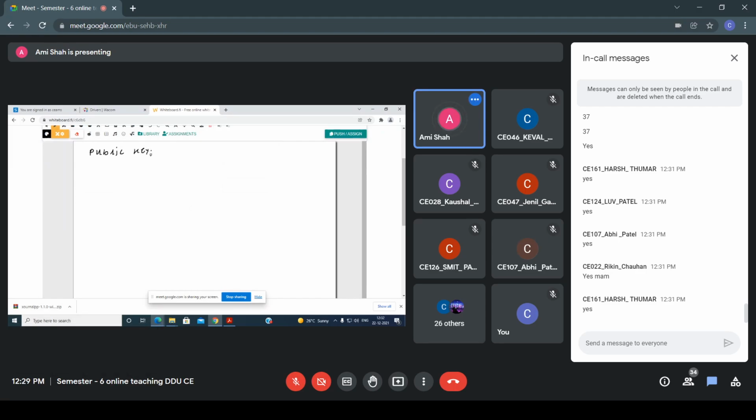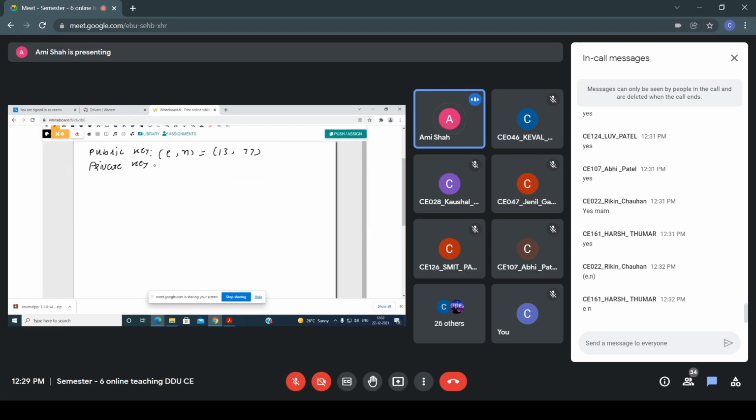What is my public key? The public key, that is (e, n), right? What is e? We have taken e as 13, and n is 77. So this is my public key. What about the private key?